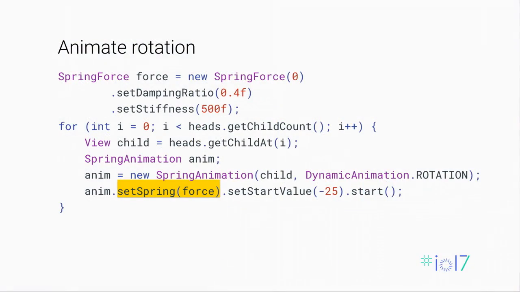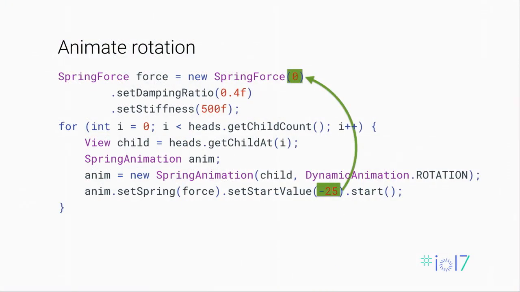And you might ask, why do we want to use a custom spring force instead of the built-in spring force? And the answer is, by creating a custom spring force, we can then share this spring force across all the spring animations for the children. Note, this is only viable when all the spring animations here expect the same spring constants and the same resting position. And finally, we can set the start value of the rotation animation to -25, so that each head would rotate from a -25-degree angle and then oscillate around 0 degrees and eventually come to a stop.